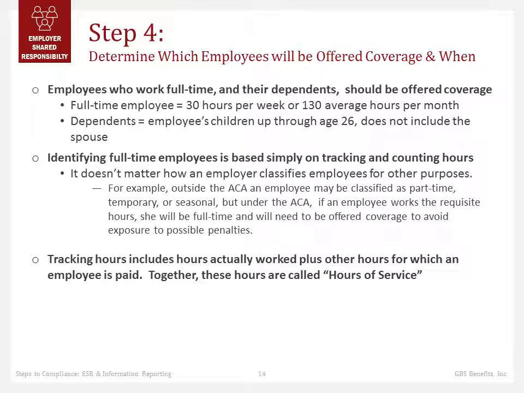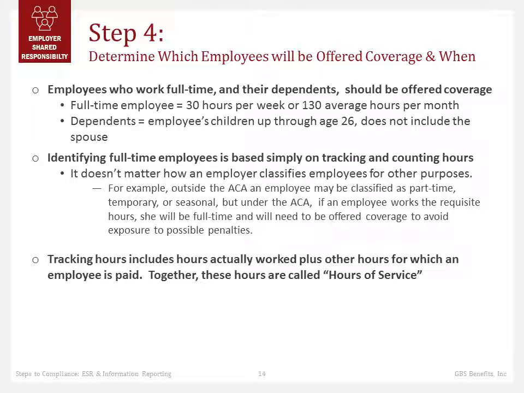So, employees who work full-time and their dependents should be offered coverage. That's a big part of step 4, but we need to determine which employees need to be offered. Full-time is defined as an employee who works 30 hours per week, or an employee who works 130 average hours per month. Both are acceptable ways of determining full-time employee. I will tell you that because of the way the measurement methods are set up, it is easier to deal with the monthly average, the 130 average hours per month.